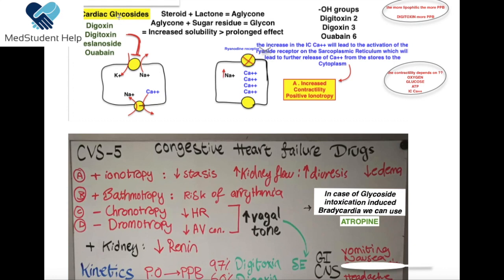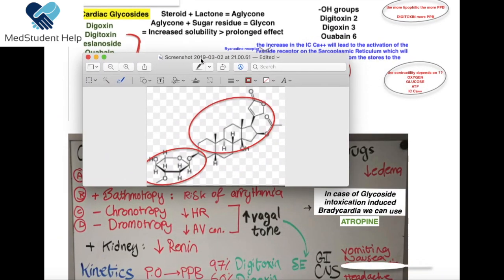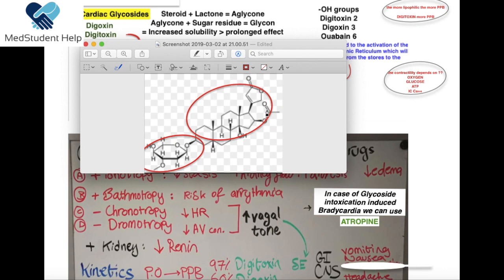Okay, now what is the structure of all of these guys, of all the cardiac glycosides? The structure is a glycoside. Now, what do we mean by that? It starts with an aglycone, which is a steroid and a lactone. So this is the structure of all the cardiac glycosides. It has a steroid part right here, and here is the lactone ring. Together, the lactone ring and the steroid part make the aglycone.